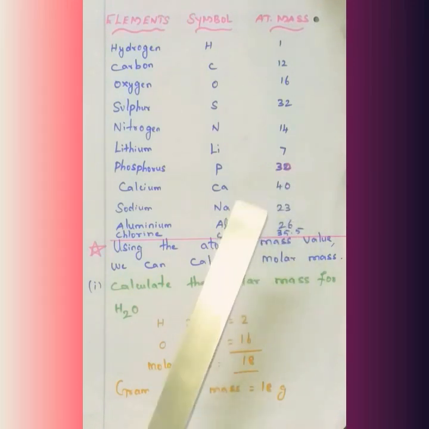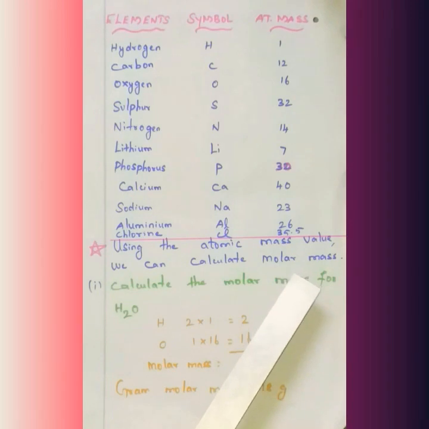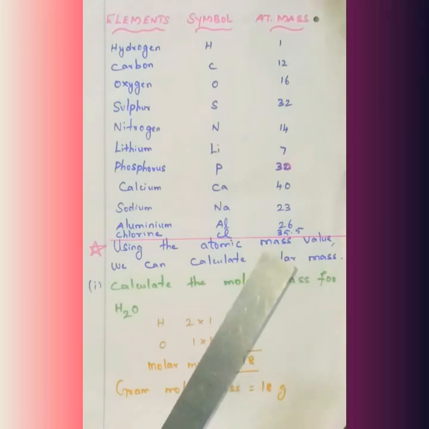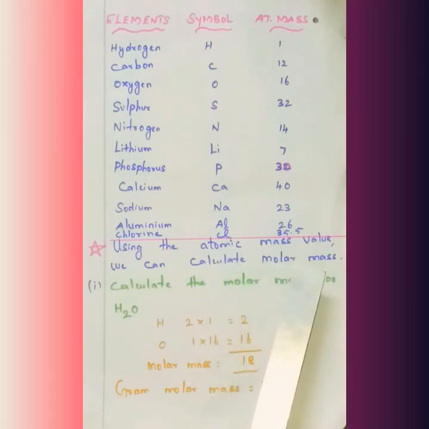Using this mass, we are going to do a few problems based on molar mass as well as the mole concept. The first problem: using the atomic mass value, we can calculate molar mass. The first question is: calculate the molar mass for water. Other examples are carbon dioxide and calcium phosphate. Now I will explain how to do the problem, then I will give 10 sums as an assignment.